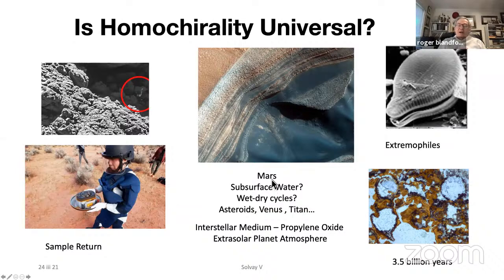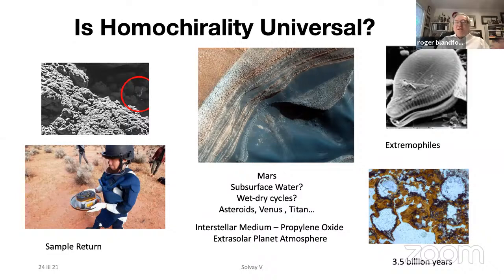There's Perseverance and its helicopter wandering around on Mars, where at the moment it's a very arid environment with a very poor atmosphere, but it could have been very, very different in the past. In fact, there's good evidence that there's subsurface water. So beneath the surface, it could be there are living organisms. We don't know. I'm not going to speculate there.